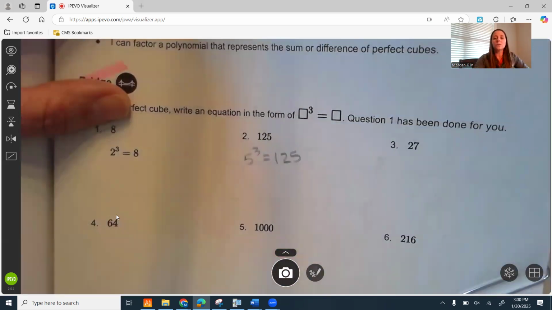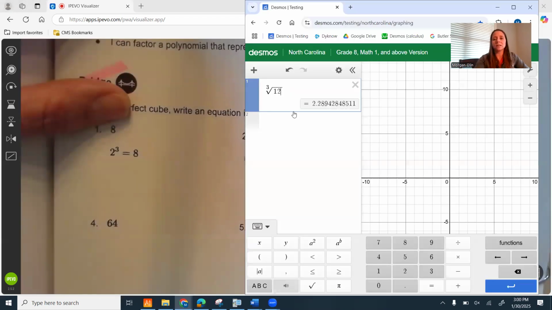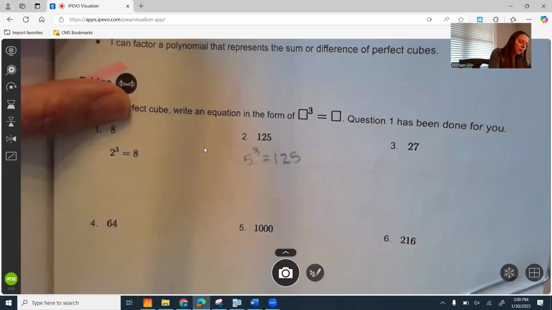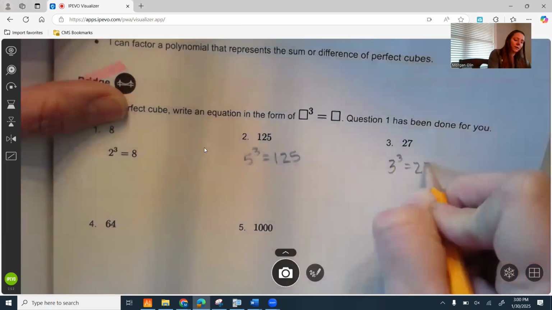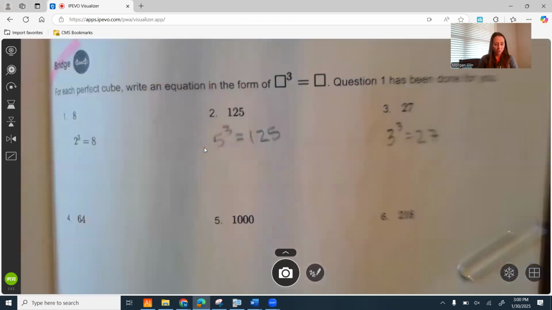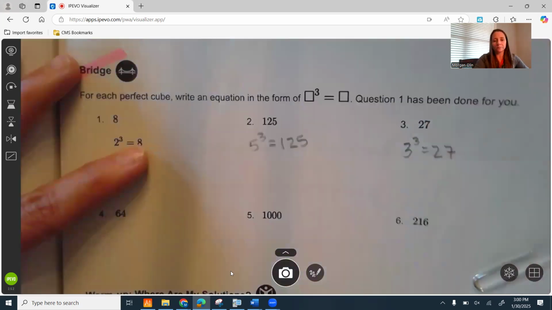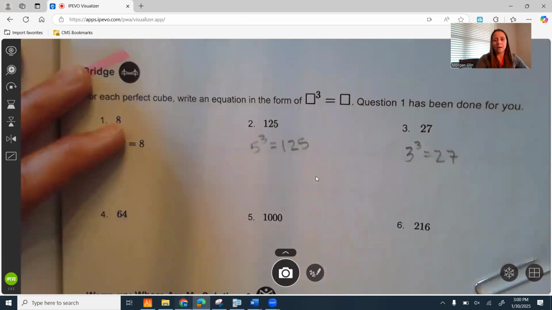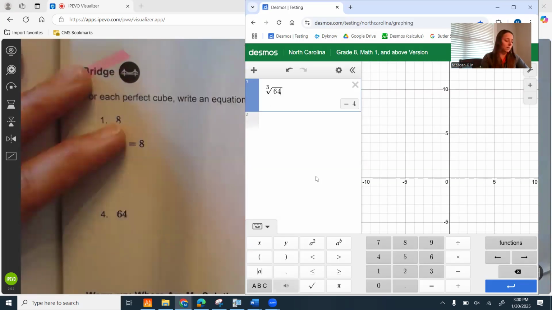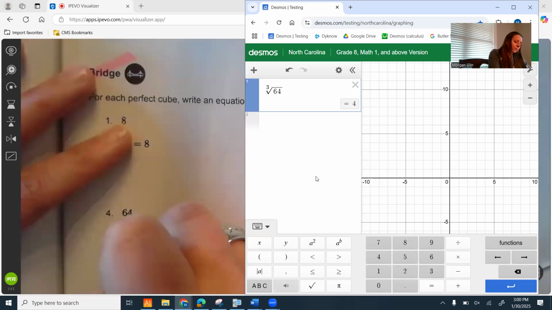You go figure it out for 27. Remember, if you need this again, hit functions, but I'm just going to do this right here. So it's 3. What that means is 3 cubed equals 27 right here. If you want to try the rest, go try it. I'm going to do them in just a second. So 64. Back it up. I'm going to put 64 in. Look, 4. So we're going to put 4 cubed equals 64.